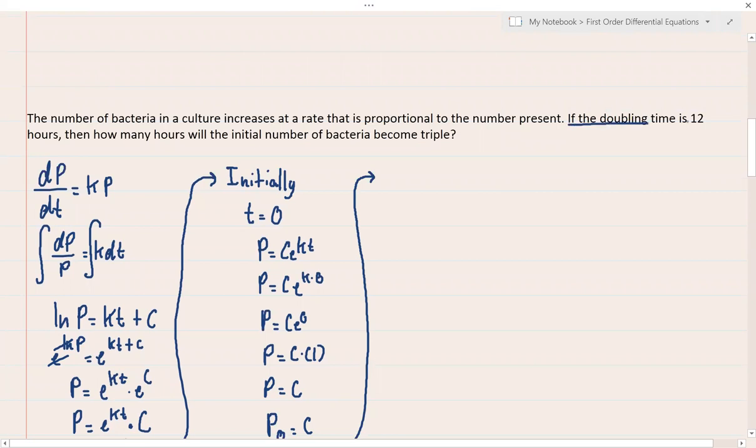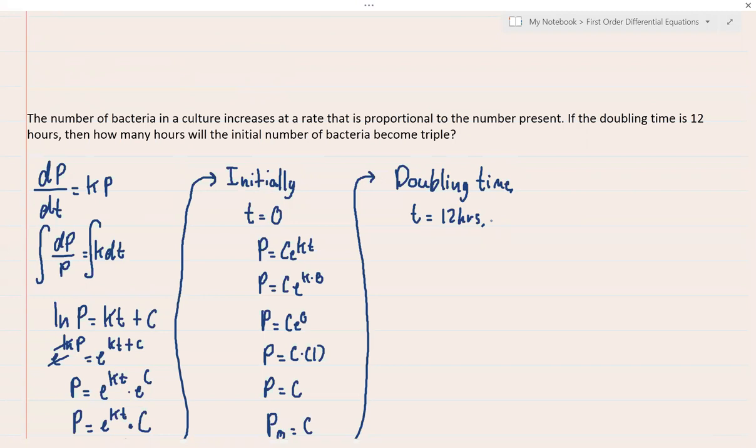May nakalagay rito, if the doubling time is 12 hours. So, nasa case tayo ng doubling time. So, sabi daw rito, your doubling time is 12 hours. Etong tanong ko, anong nangyari sa doubling time? Or what happens in a certain population kapag nag-reach siya ng doubling time? So, what happens in a certain population na naging doubling time condition na sila? Nasa peak ng doubling time.